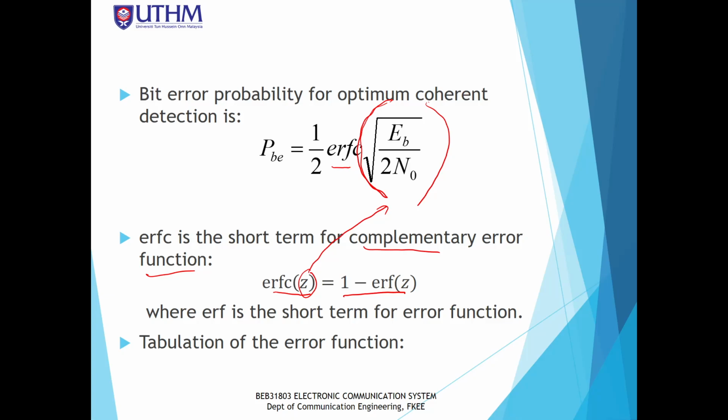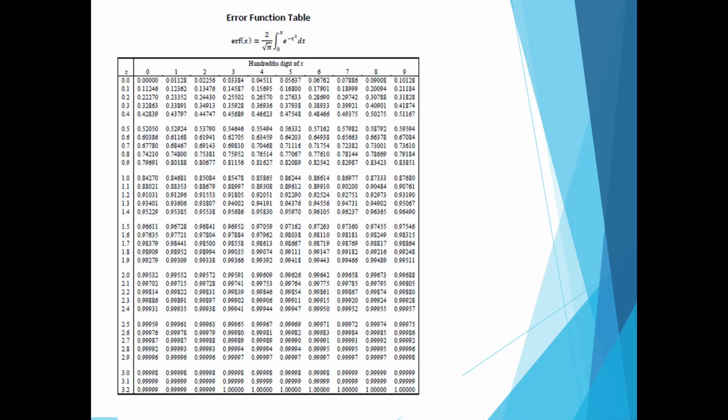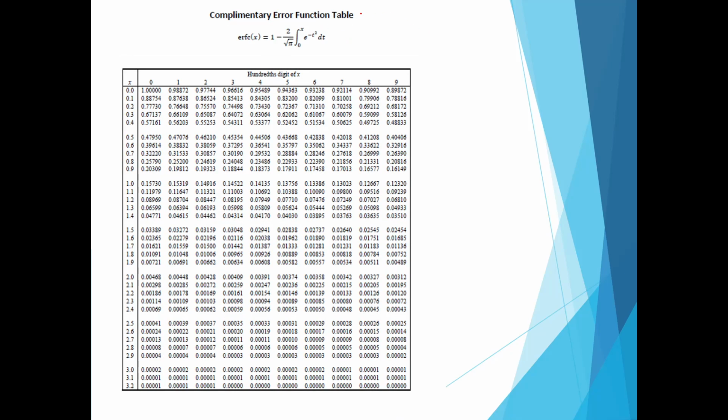So how do we find this? We can use the table. Normally, when we do the face-to-face final exam, we give the students two tables. The first one is the error function table, and the second one is the complementary error function table. So how do we read these tables?